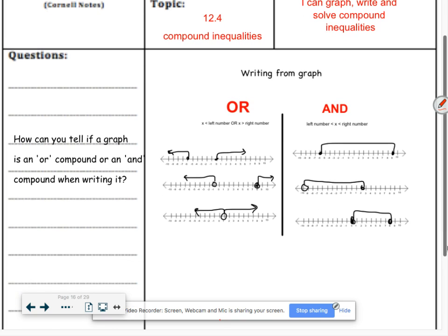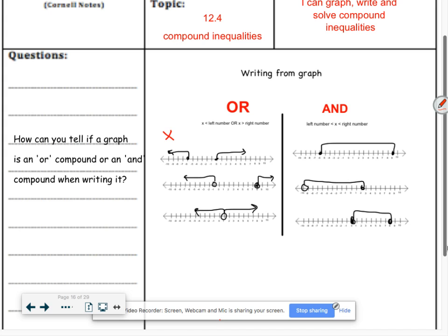If it's an OR graph, it goes separate directions, and this is how you do it. X is less than the left number or bigger than the right number. And don't forget to color in if you need to. You might need the line under. If it's an AND graph, you do the left number less than, X in the middle, less than the right number. Okay, so when I look at this first one, my left number is a -6.